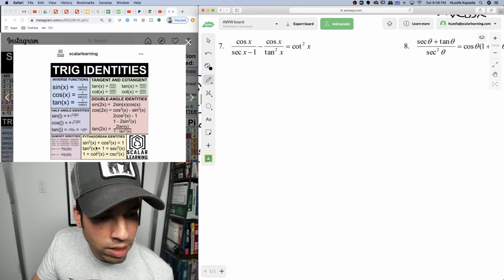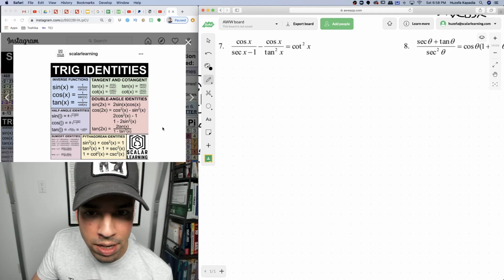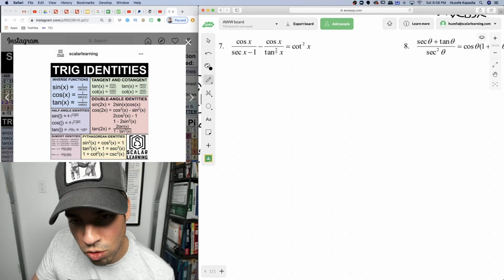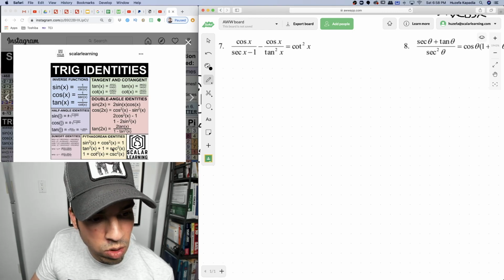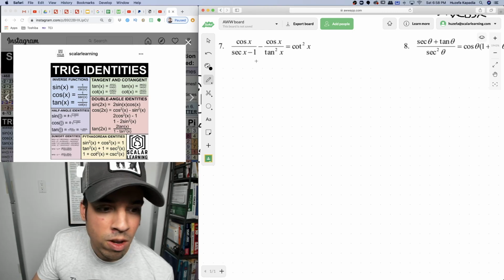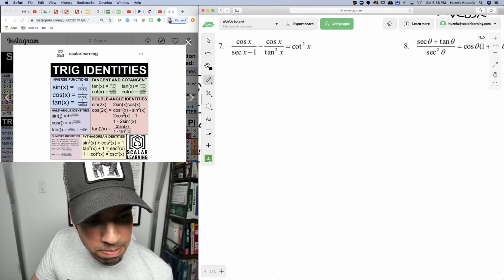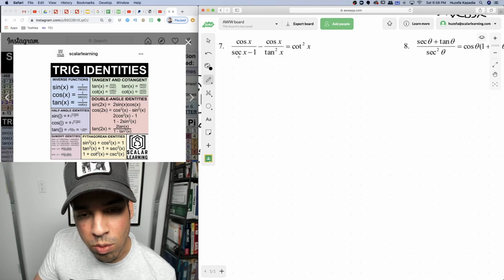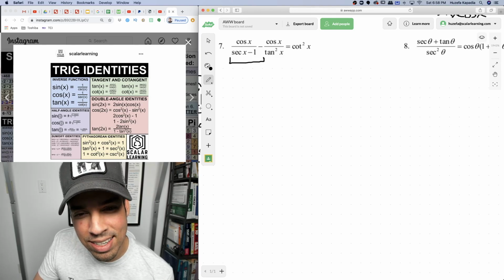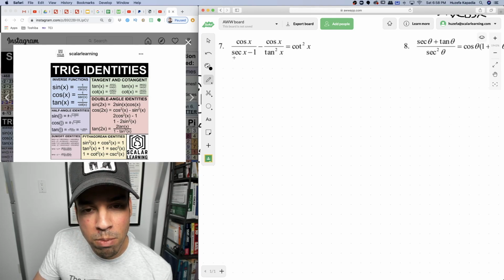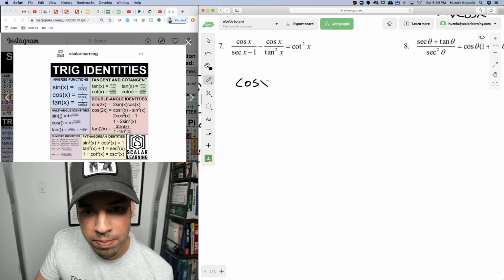So if you see, there's a nice identity that binds secant and tangent together in terms of squares, and that's tangent squared plus 1 equals secant squared. This also means that if I subtract 1 from this side, secant squared minus 1 equals tangent squared. I can get that pretty easily, right? Because I have secant x minus 1, and I'm going to show you.